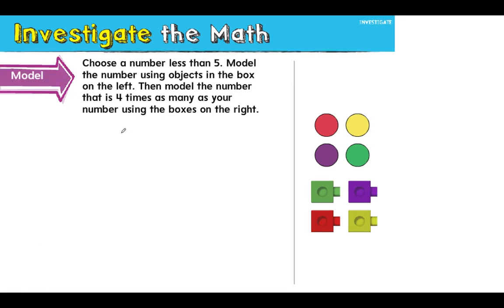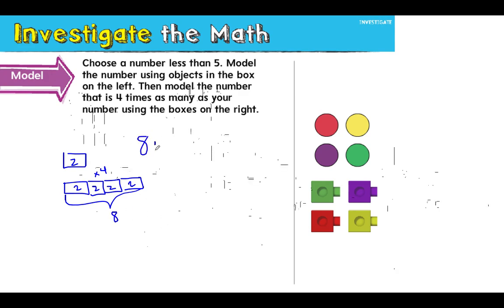So let's do this one. We're going to choose a number, and then we're going to model 4 times as many. And so teachers, choose a number. 2. 4 times as many is going to be 2, 2, 2, 2. We're going to take this, we're going to draw it 4 times. That's 8. And now we can write a sentence. 8 is 4 times as much as 2.